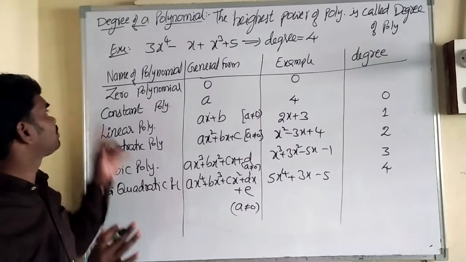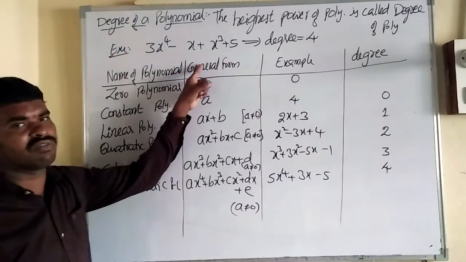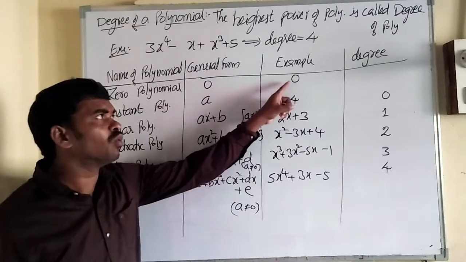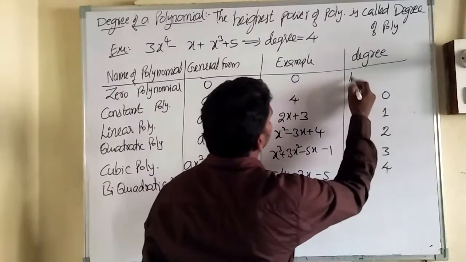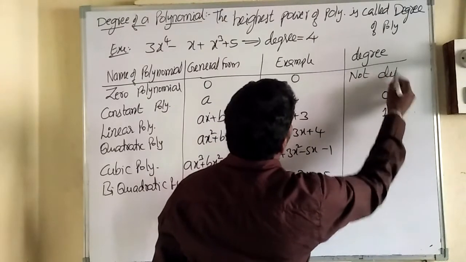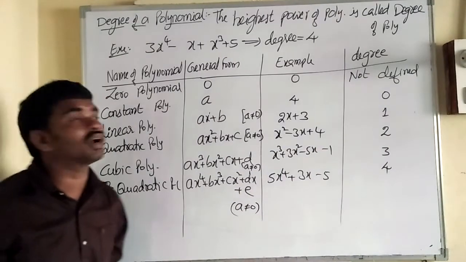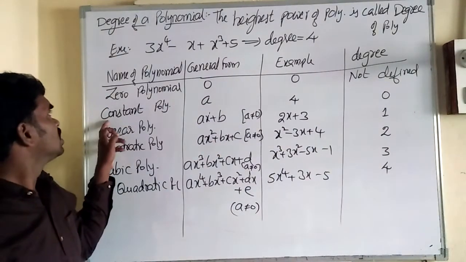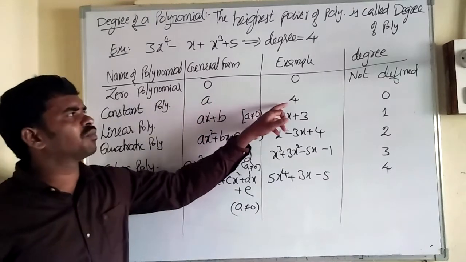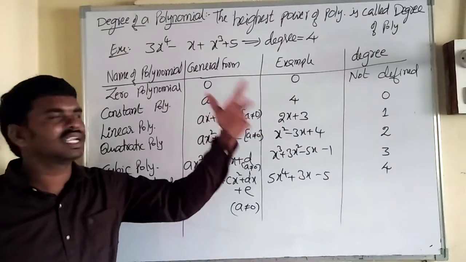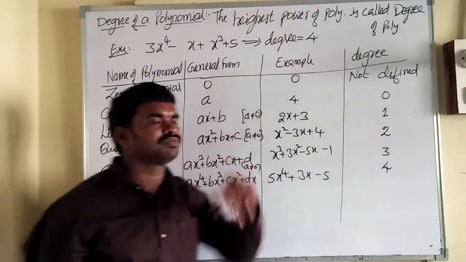So finally, name of the polynomial, zero polynomial, general form 0, example 0. What is degree? No degree, so not defined. Degree is not defined for zero polynomial. This is very important. Next, second one, constant polynomial, general form some a. What is the example? 4, or you can write 2 or 3. What is the degree? Here no x term, that's why degree 0.